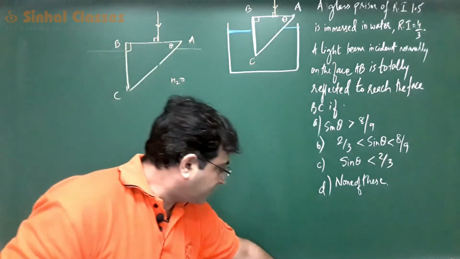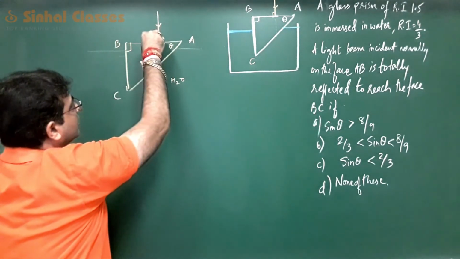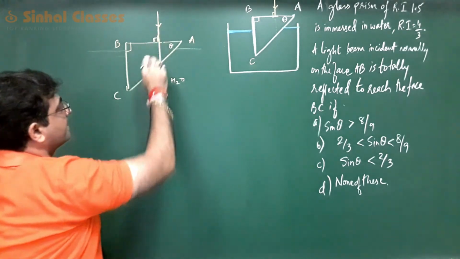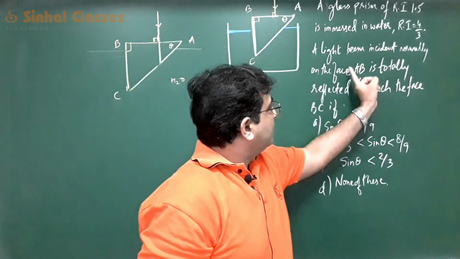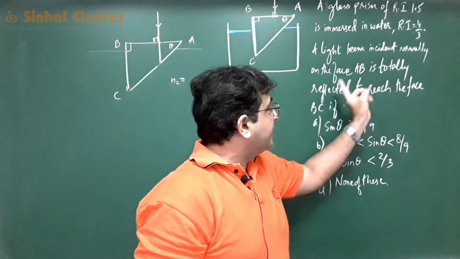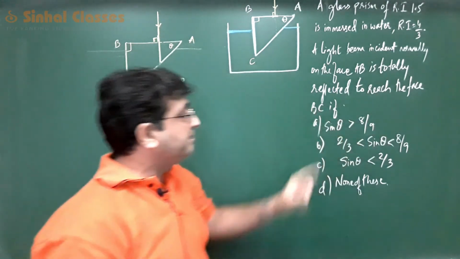So with respect to symmetry, what exactly will do it? So ये जो ray है वो सीधा जाएगा और हिट करेगा यहाँ पे. ध्यान से देखिए students, यहाँ पे हिट करेगा. Now look over here. A light beam is incident normal on face AB and is totally reflected to reach the face BC.